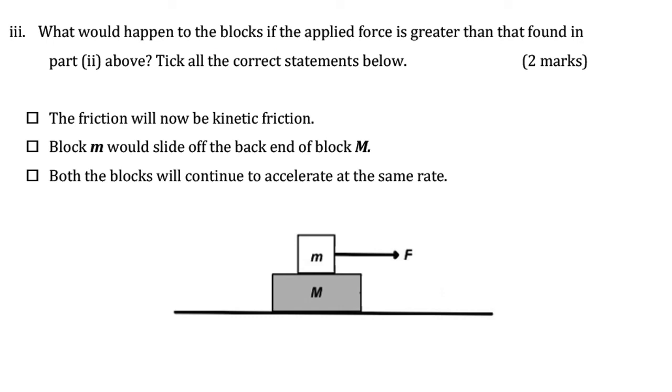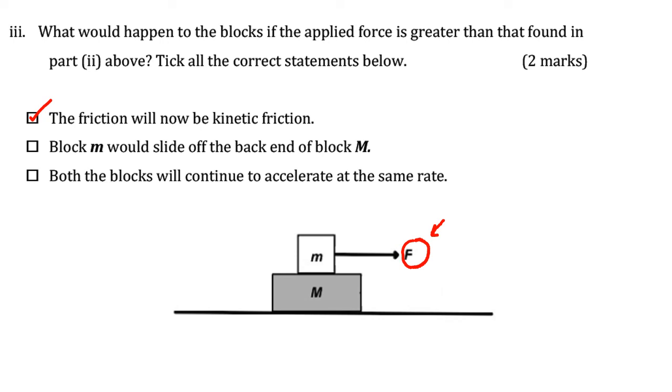What would happen to the blocks if the applied force is greater than that found in part 2? Tick all the correct statements below. So the force that we're talking about is this force here that is being exerted on the smaller block. So what would happen if this force here is much greater compared to the force that we have found in part B? Of course, the reason why these two blocks stick together or move as one is because of static friction. So if our force would be able to overcome that static friction, then friction will now be kinetic, and at this point the objects would start to move with respect to each other, or they would start to slip.